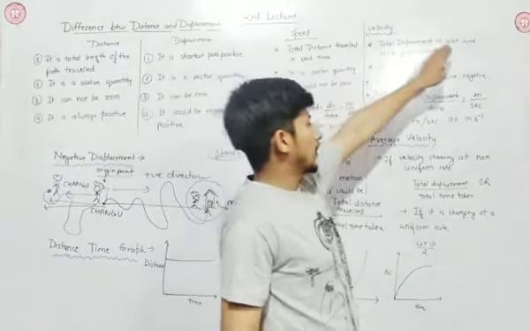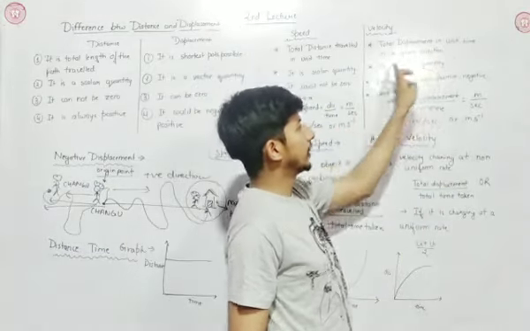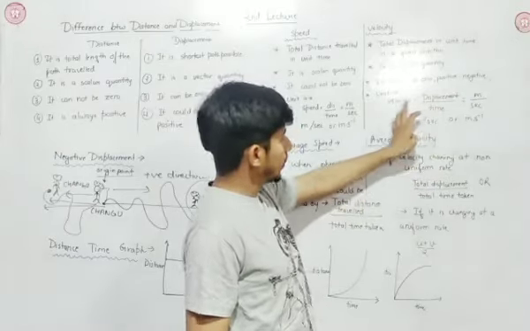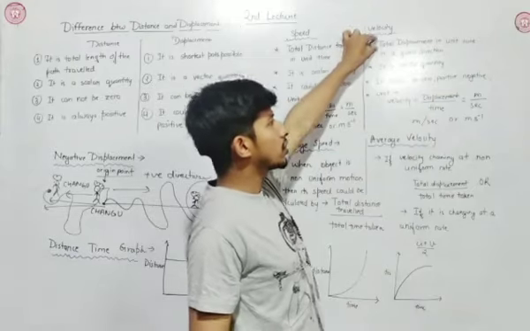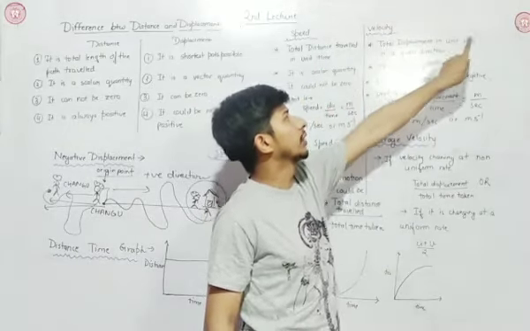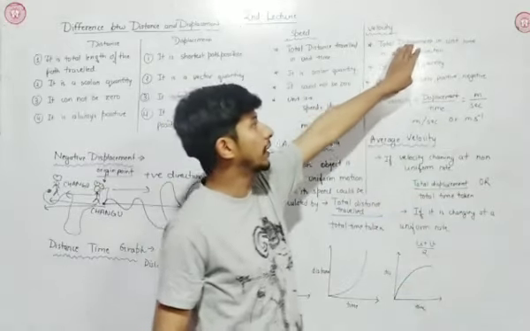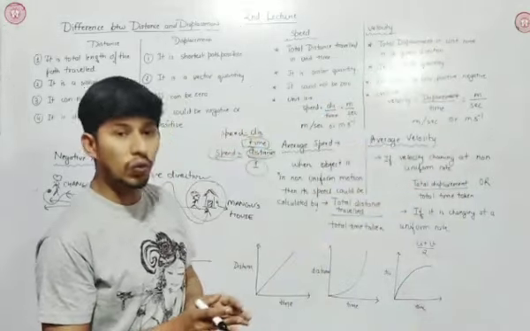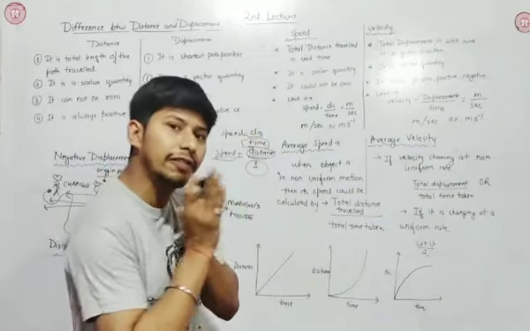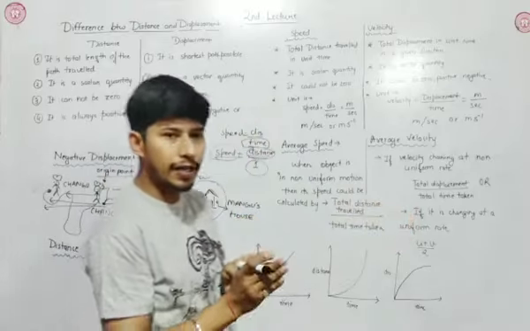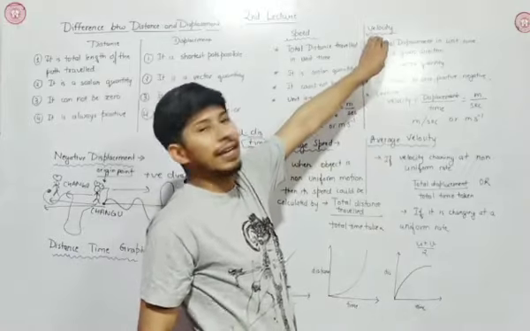What about the velocity? Velocity is equal to displacement in unit time. Time we will take as 1 here, so velocity will be equal to displacement in this case. So velocity is equal to total displacement in unit time in a given direction. As I told you, displacement is a vector quantity, so when we take velocity, velocity must be taken in a given direction, okay? Did you understand?